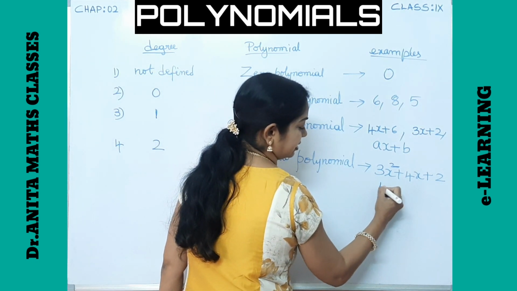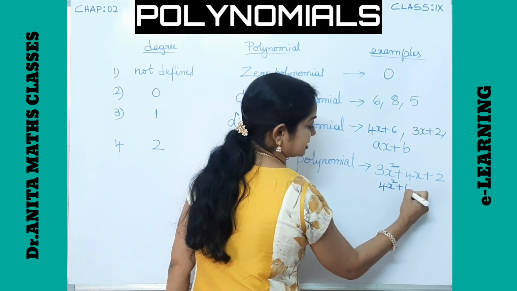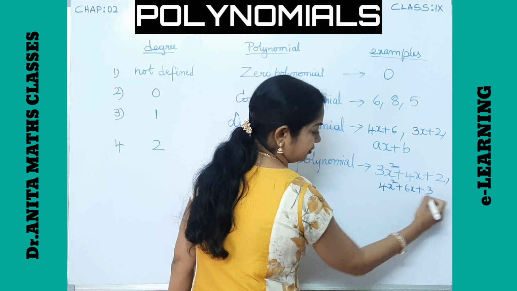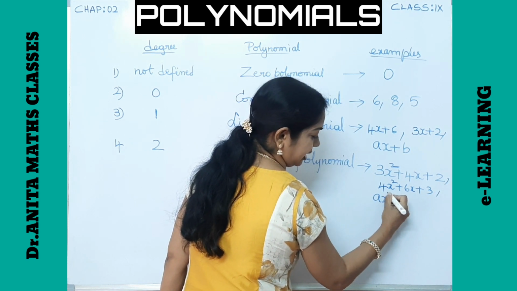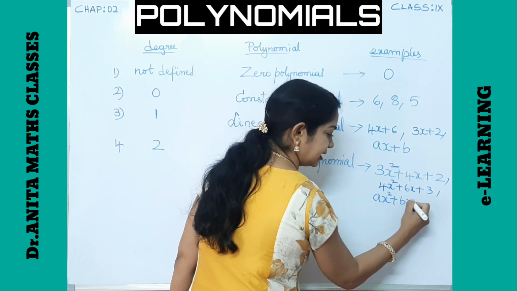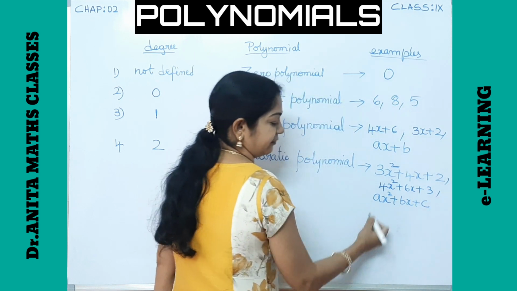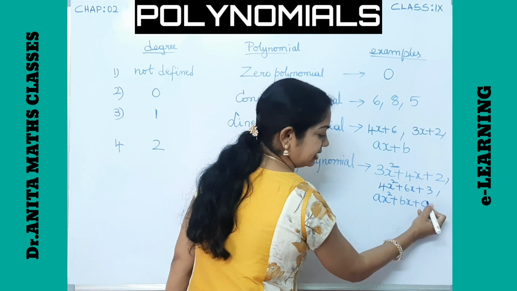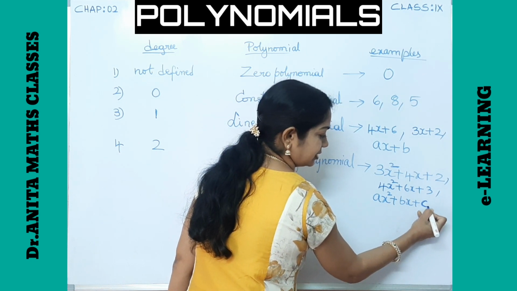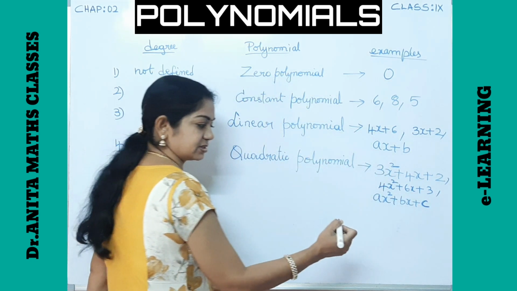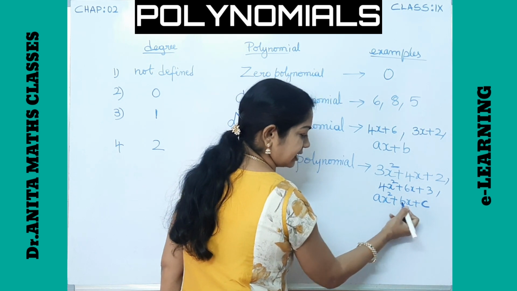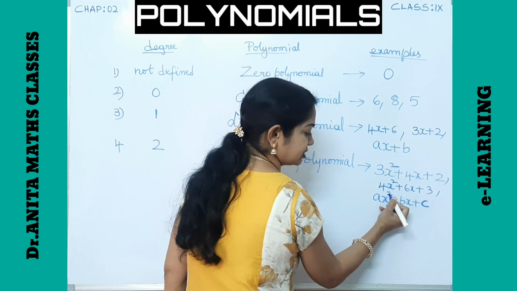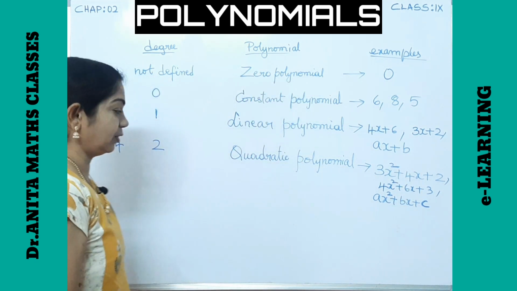Let us take another example, 4x square plus 6x plus 3. So this is another example. The general form is ax square plus bx plus c, where a is the coefficient of x square, b is the coefficient of x, c is the constant term. Always we use c for the constant term. Variables we use x or y or z, and the power here is 2. So the highest power is 2, that is the quadratic polynomial.